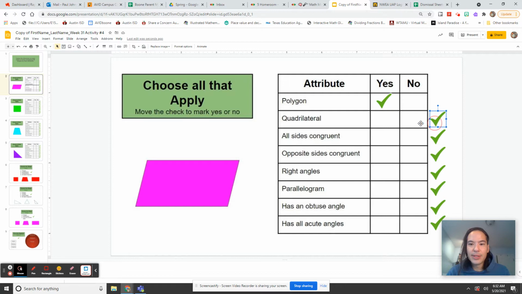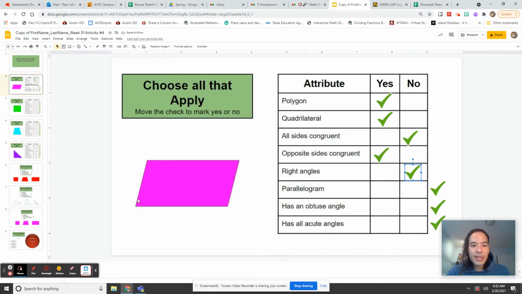It's got four sides, so yes, it is a quadrilateral. All sides congruent. Nope, these sides are different than these two sides. All right. Are the opposite sides congruent? Is this side congruent to this one? Yeah. Is this side congruent to this one? Yeah. Do you have any right angles? Do you see any of those squares in the corners? No, this is an obtuse angle. This is an acute angle. So we do not have any right angles.